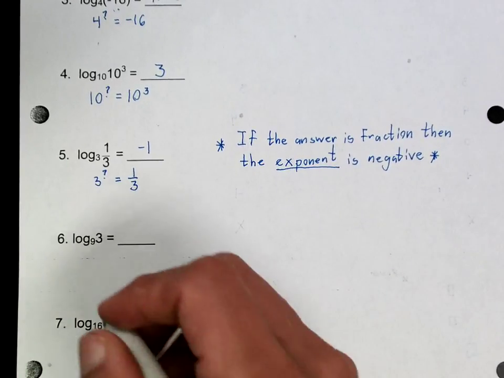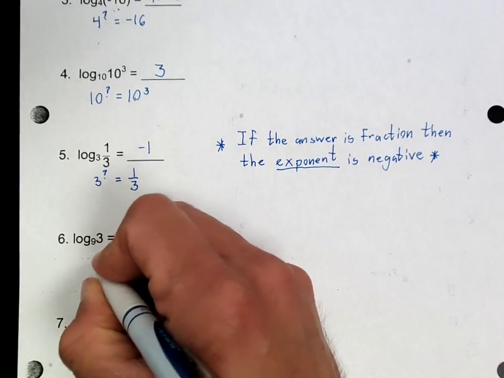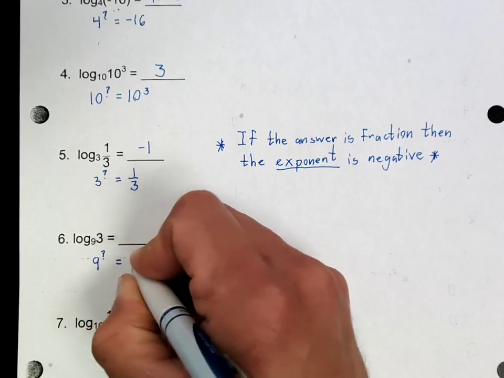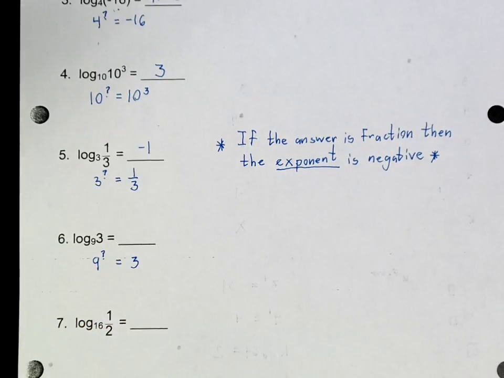Now for the next one, it's something that we don't normally use very much, or at least we haven't in this class. We have 9 to the what power is equal to 3? Anybody want to take just a wild guess? You're probably going to be wrong, but let's just see. Yes. Would it be 1/3? Close. 1/2.